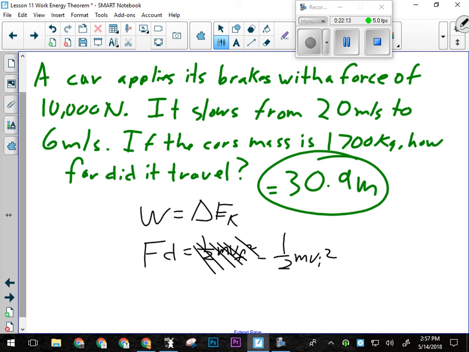Oh, sorry, to 6. Sorry. You're right. It's not 0. It's 6. All right, so we have both 1/2 mvf squared. Sorry. Just assumed it was like that.